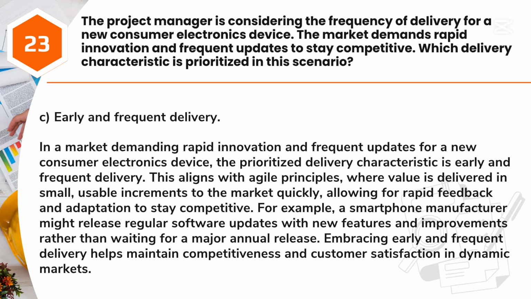Answer: C. Early and frequent delivery. In a market demanding rapid innovation and frequent updates for a new consumer electronics device, the prioritized delivery characteristic is early and frequent delivery. This aligns with Agile principles, where value is delivered in small, usable increments to the market quickly, allowing for rapid feedback and adaptation to stay competitive. For example, a smartphone manufacturer might release regular software updates with new features and improvements rather than waiting for a major annual release. Embracing early and frequent delivery helps maintain competitiveness and customer satisfaction in dynamic markets.